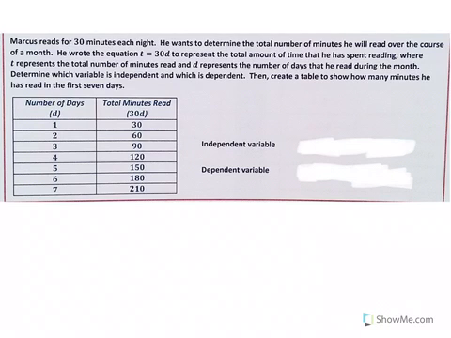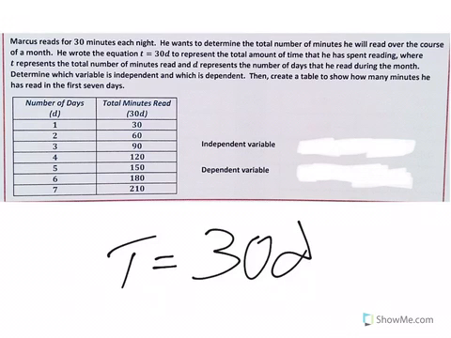Marcus reads for 30 minutes each night. He wants to determine the total number of minutes he will read over the course of a month. He wrote the equation T equals 30D to represent the total number of time that he has spent reading, where T is the total number of minutes read, and D represents the number of days that he read during the month. Determine which variable is independent and which is dependent. Then create a table to show how many minutes he has read in the first 7 days.